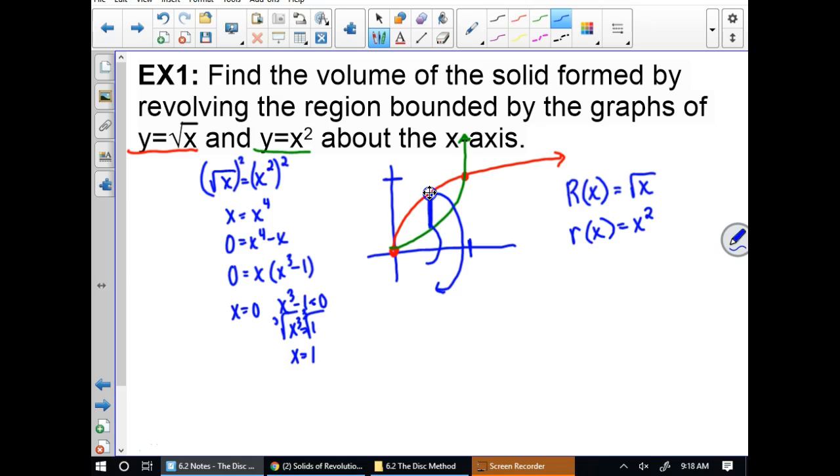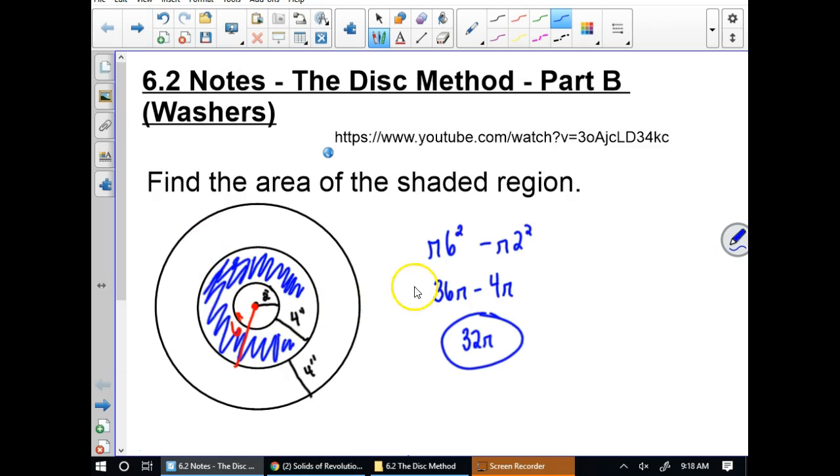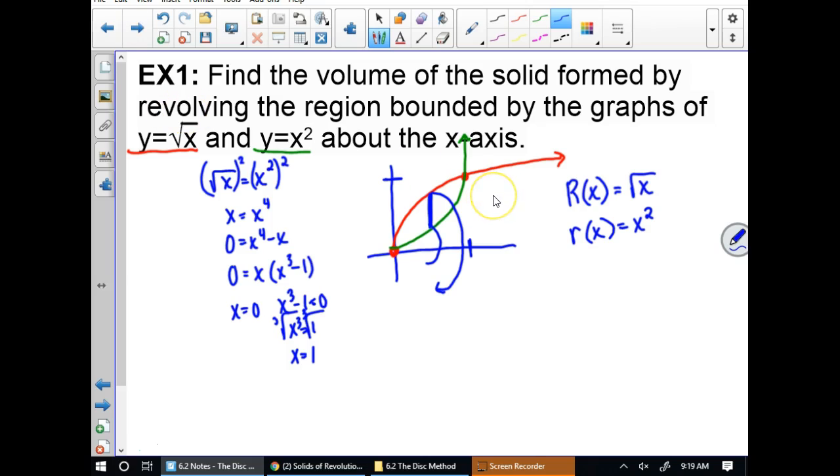Now, you have to do these separately. They cannot be put together. We're not going to do square root of x minus x squared and then square it. We're going to do them separately. Because here, we did not do 6 minus 2 and then do pi times 4 squared, that would be 16 pi. It'd be wrong on this one. So you have to square them separately. You do not subtract them, then square them. And that's the biggest mistake I usually see students make on this.